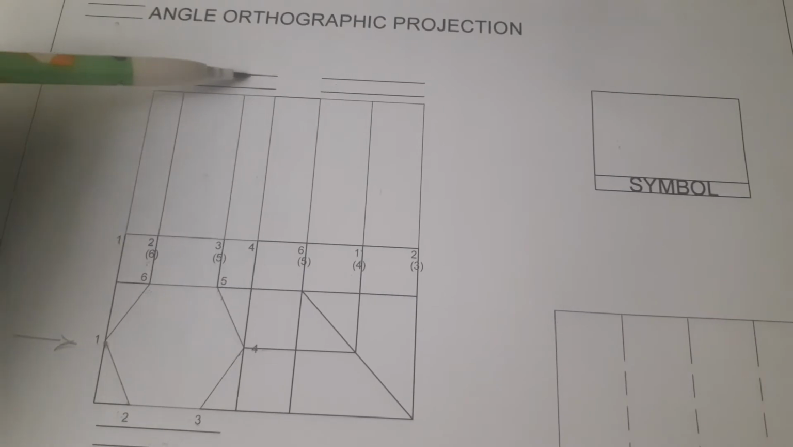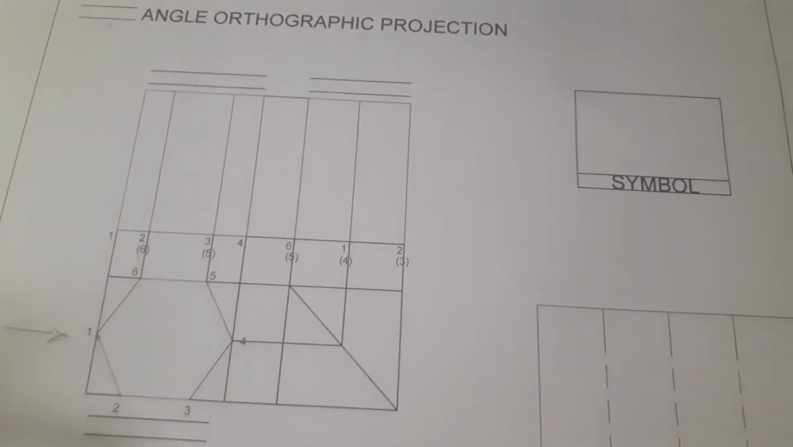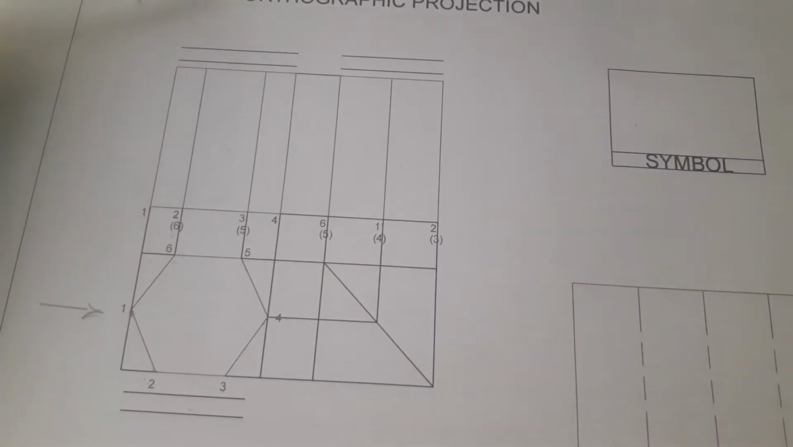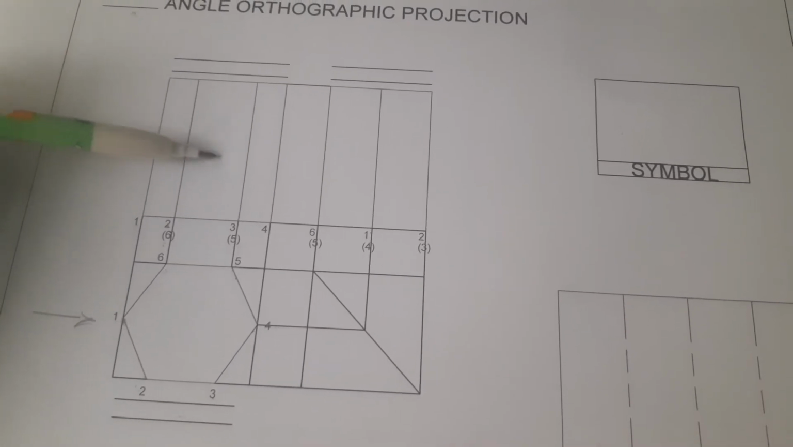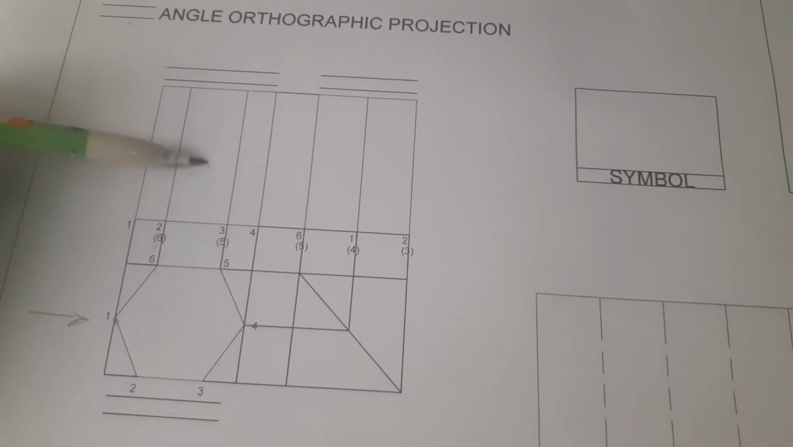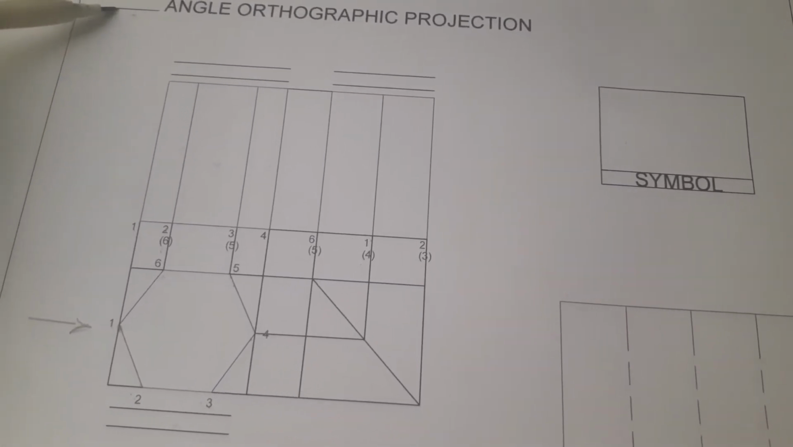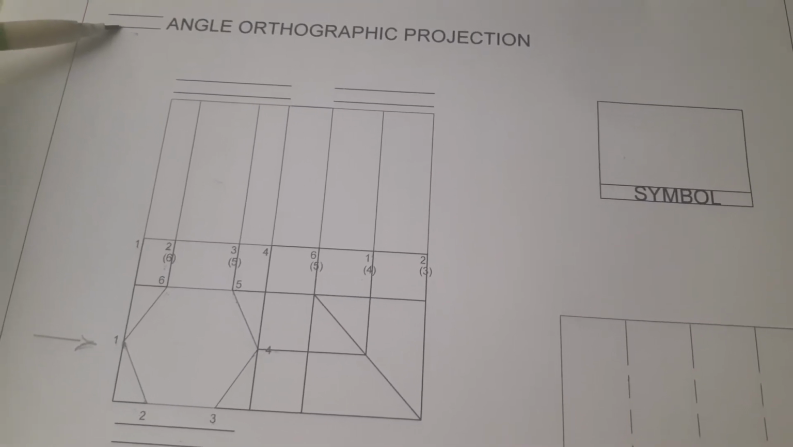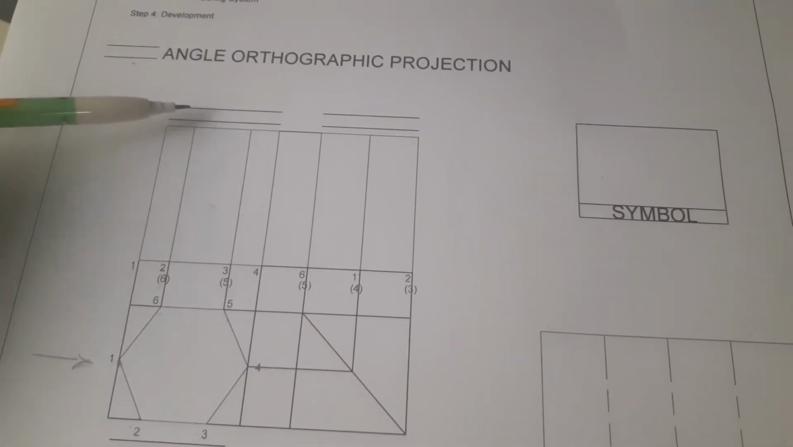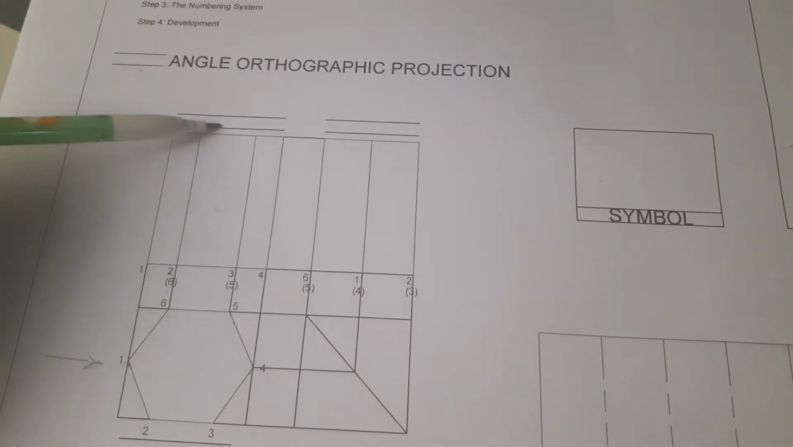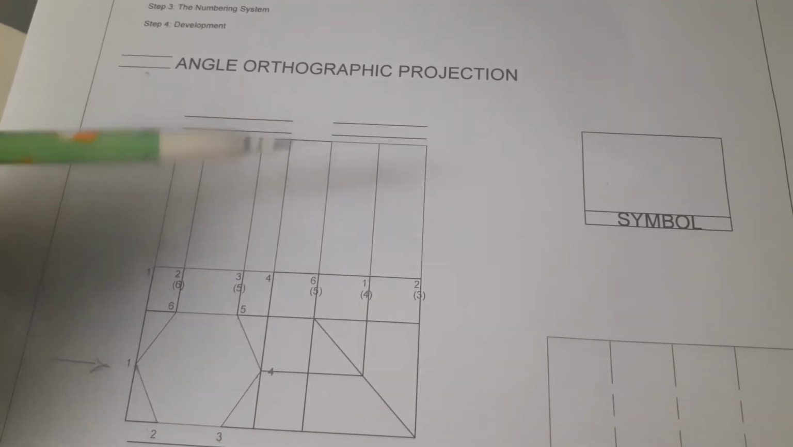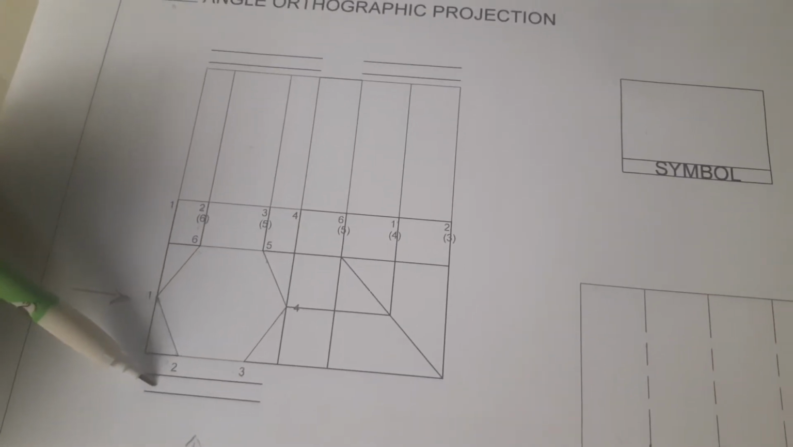So this is a normal orthographic projection, okay? We've done this plenty of times. So what orthographic projection? Is it first or third? It's first angle. So here you write first, okay? Now this is the front view. Here you write front view, end view, and plan.